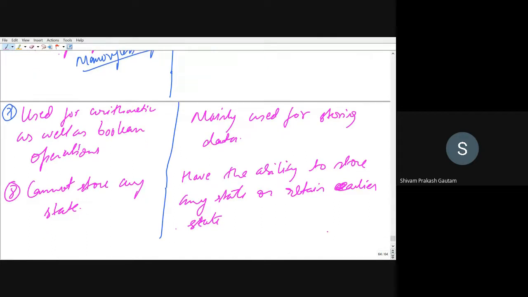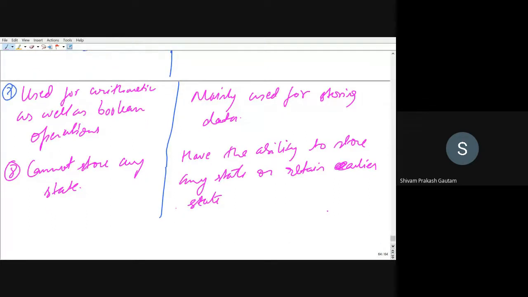What is the meaning of state here? It means that when you provide some input, you get some output, right? So this you can call state number 1. Now for the next set of input, your past output will get lost in a combinational circuit. But in a sequential circuit, your past output can be stored in the memory. So it has the ability to store the data. It reflects that the sequential circuit has the memory element. That is, it can store the previous calculations as well.